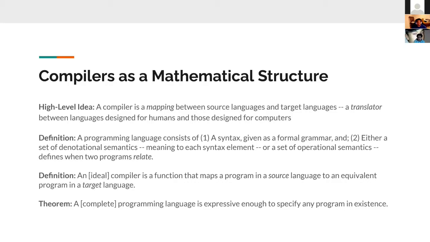But the high-level idea is that you have a mapping between your source language and your target language, and you can think of each language as a set of programs. Each program in your source language maps to a program in your target language. You can think of it like a function from discrete math, or hopefully you get the idea. You can also think of it as a kind of translator.